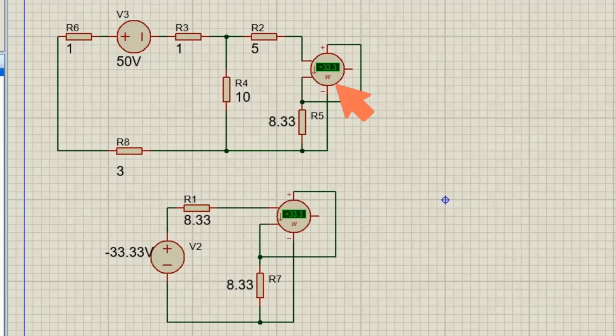Say in the main circuit power is 33.3 watt, in the equivalent circuit also power is 33.3 watt, and also it is the same as my calculated power.